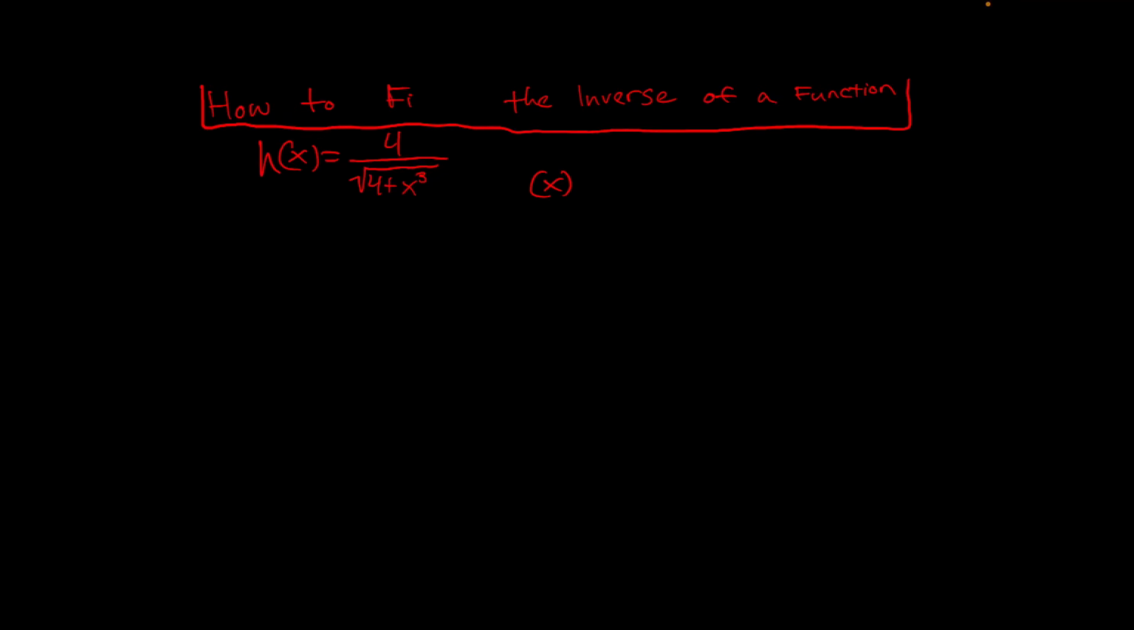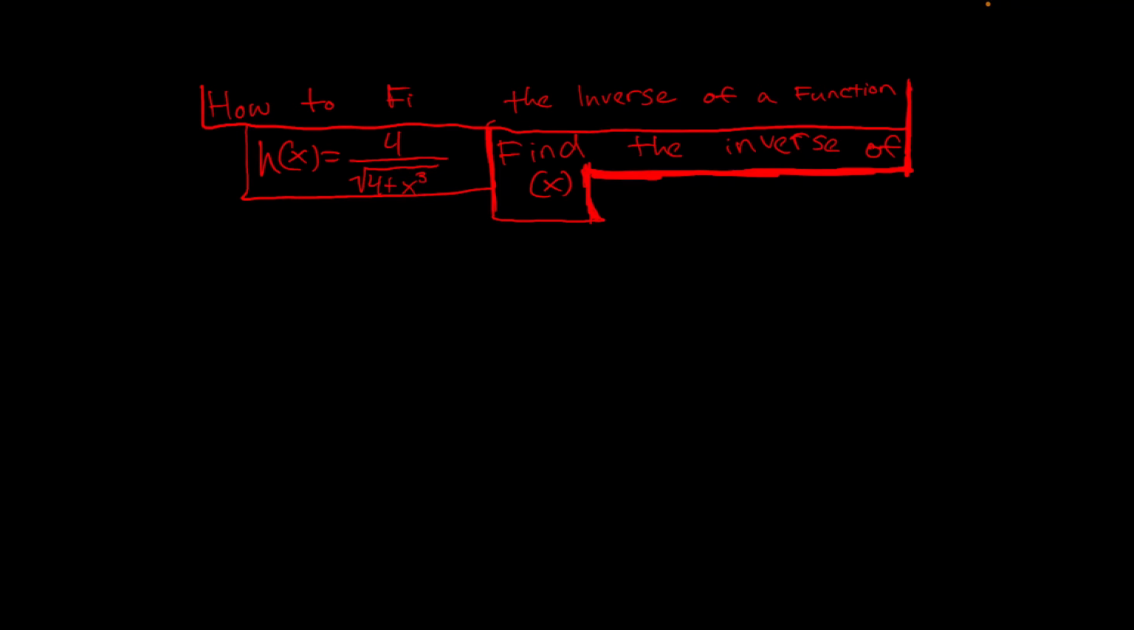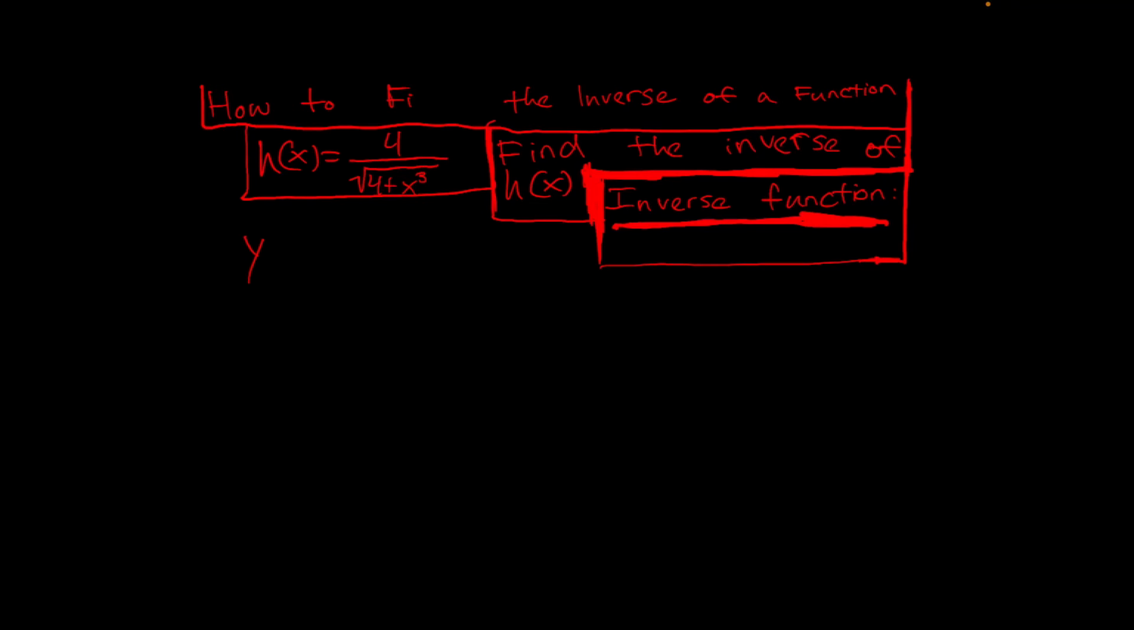Alright, so let's say you come in contact with a function like h of x equals 4 divided by the square root of 4 plus x cubed, and you're asked to find the inverse of h of x. First of all, we're going to switch h of x with y. So now we have y equals 4 divided by the square root of 4 plus x cubed. And now we're going to switch the x's and the y's. So now we have x equals 4 divided by the square root of 4 plus y cubed.